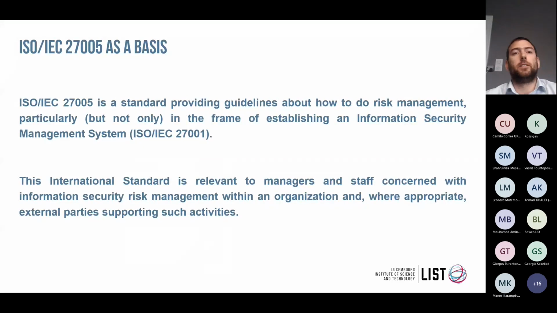So to manage this information security risk, we use a risk management process. And in this domain, the standard ISO 27005 is clearly the reference. The ISO 27005 is a standard providing guidelines about how to do risk management, and particularly, but not only, in the frame of establishing an information security management system in the frame of the ISO 27001. This international standard is relevant to managers and staff concerned with information security risk management within an organization. And of course, where appropriate, for external parties supporting such activities.